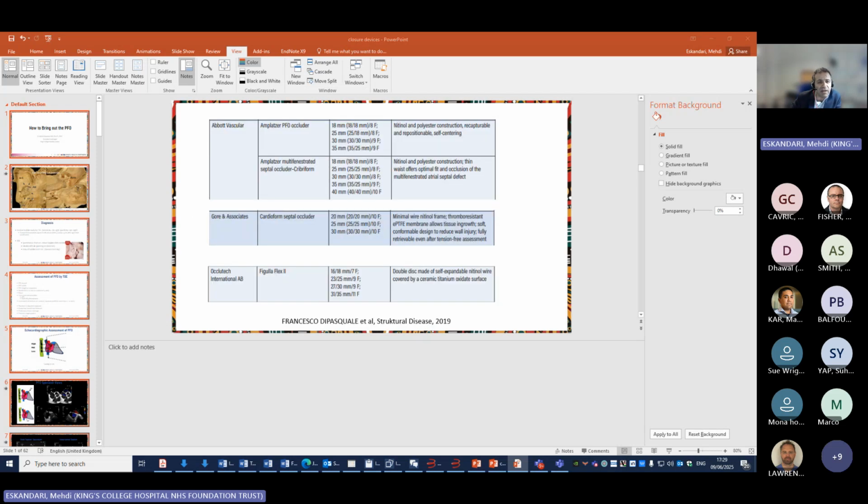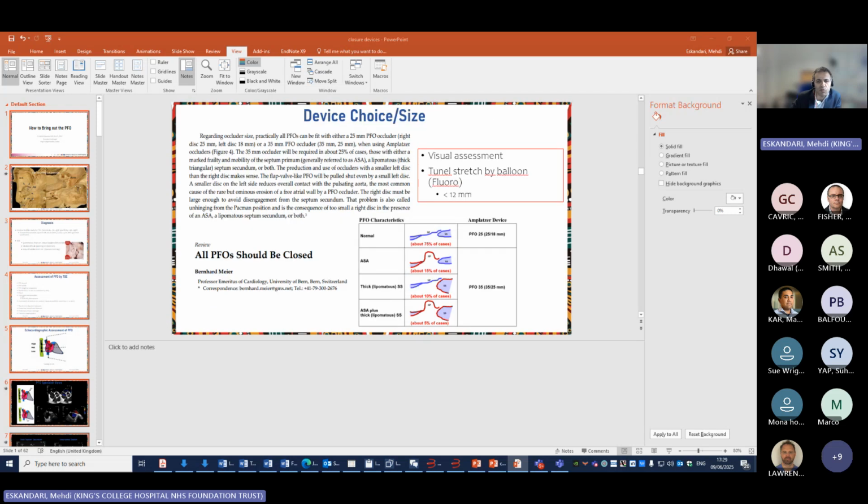These are the sizes that are available from different manufacturers, and I'm going to be a bit more brisk with that. And when it comes to device sizing, there is no standardized way of doing that. In fact, some experienced operators do all of that on fluoro. So they get a TTE and a TOE, but then the procedure itself will be done on fluoro, and they have very simple rules as illustrated on this slide.